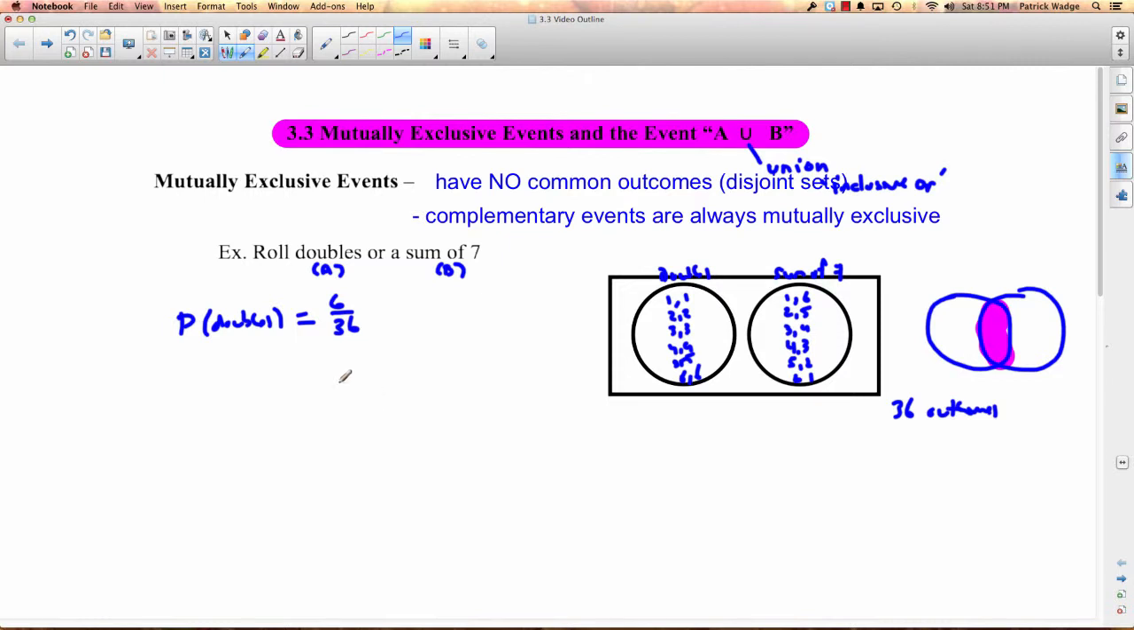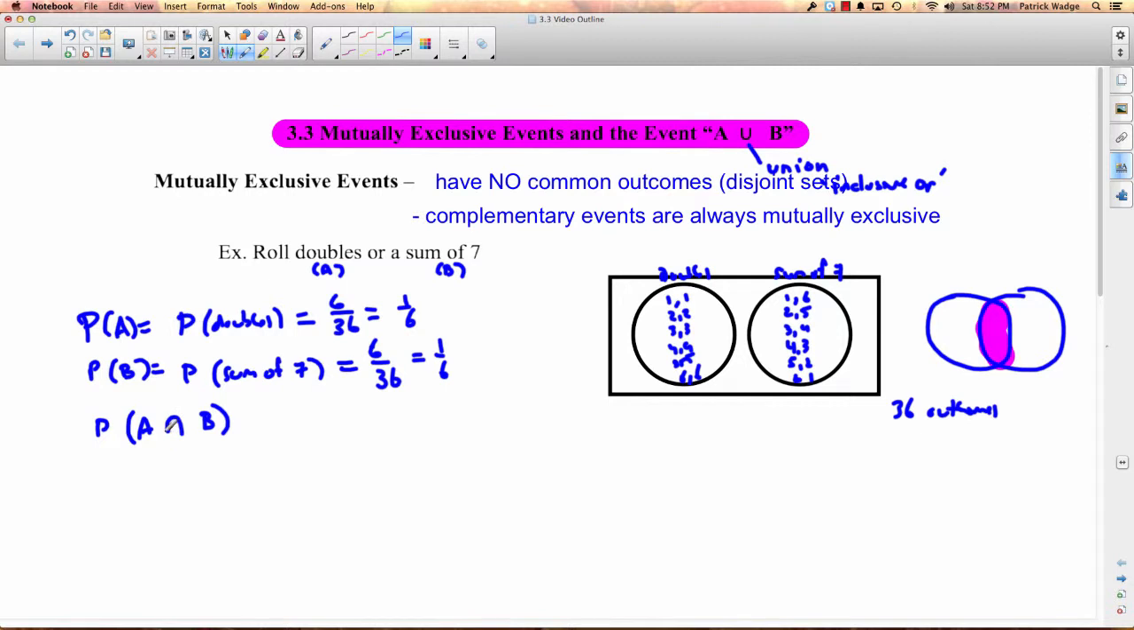6 out of 36. What's the probability of getting a sum of 7? 1, 2, 3, 4, 5, 6. Oh, it's also 6 out of 36. Now, of course, you could put both of these in lower terms, 1 over 6, 1 over 6. Okay, what's the probability of both of them? This is the probability of A, I should have just done it like this. This is the probability of B, because I called this A, I called this B. What's the probability of A?